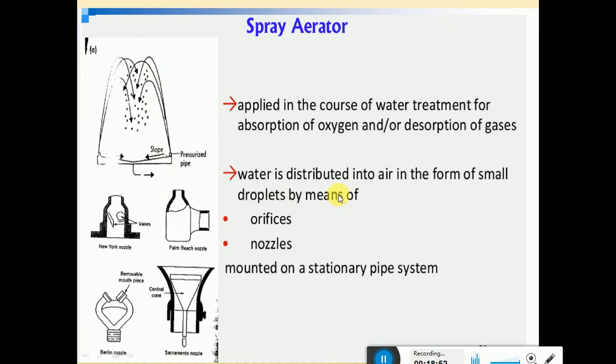Water is distributed into the air in the form of small droplets by means of orifices and nozzles. So we have the Palm Beach nozzle, which is as shown in the figure, or we also have the New York type of nozzles, which consists of air, and the air with pressure is blown into this, which is fixed to the end of the pipes. This is called the Berlin nozzle, and this is called the Sacramento nozzle. So this is the central crown, and these different types of orifices and pipe fittings can be attached at the end of the pipe, which is used in the process of aeration.